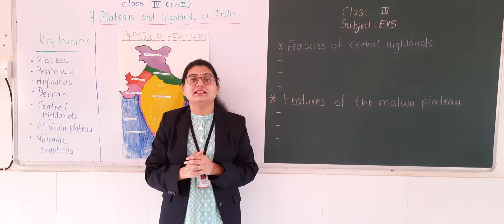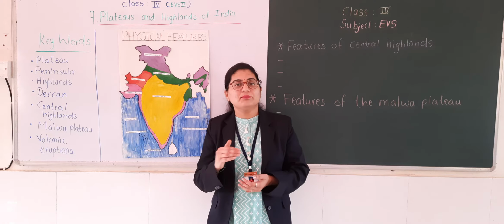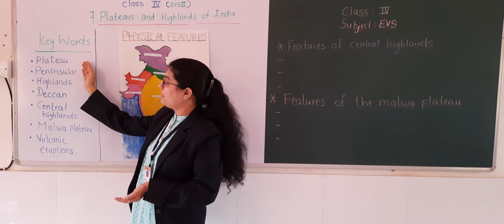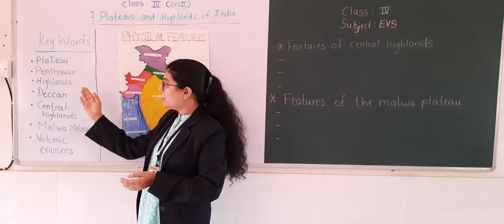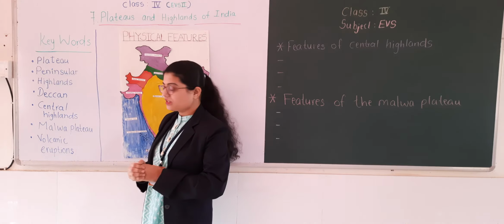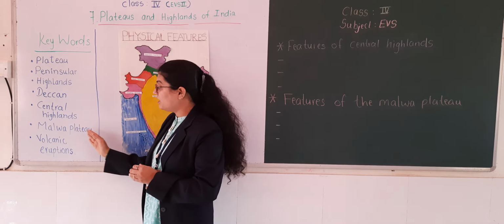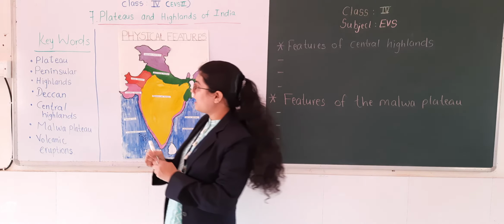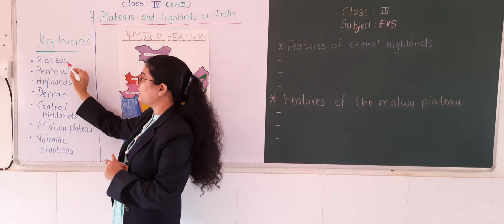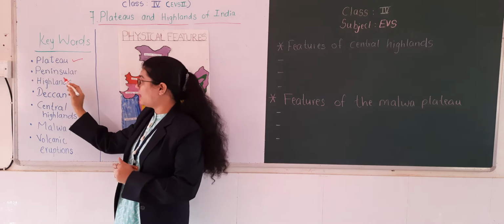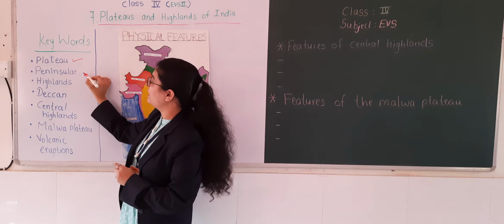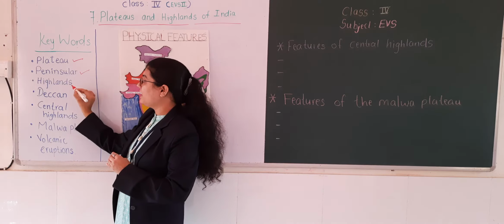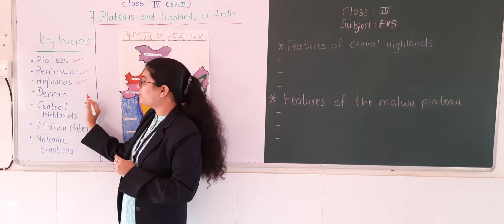While reading this chapter, we may come across some new words. The keywords are plateau, peninsular, highlands, Deccan, central highlands, Malwa plateau and volcanic eruptions. What are the keywords? The keywords are plateau, P-L-A-T-E-A-U, plateau, peninsular, P-E-N-I-N-S-U-L-A-R, peninsular. Then highlands, H-I-G-H-L-A-N-D-S, highlands.